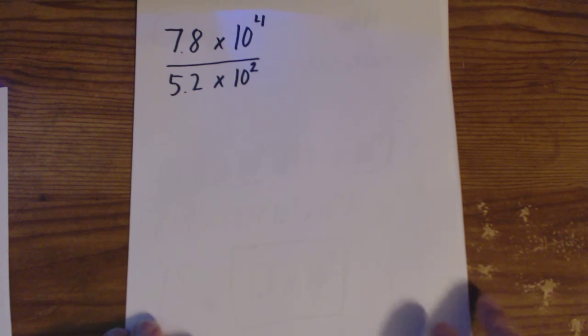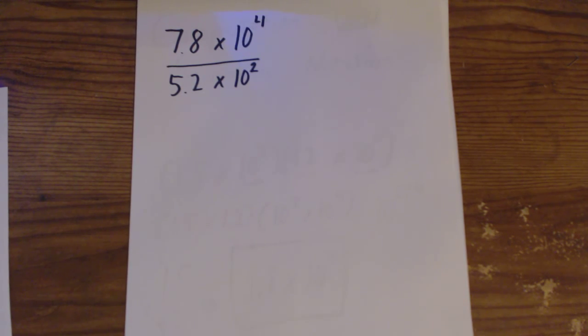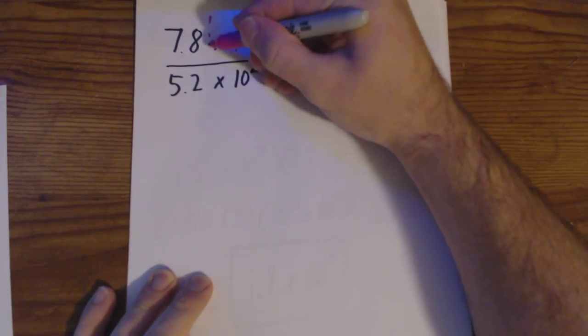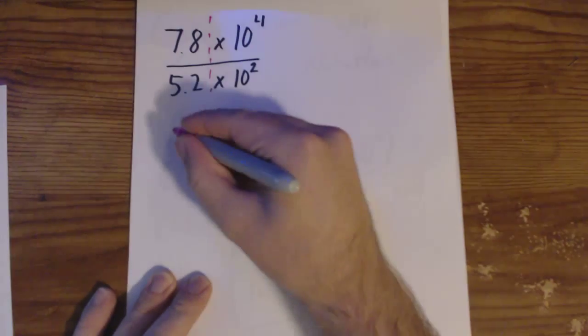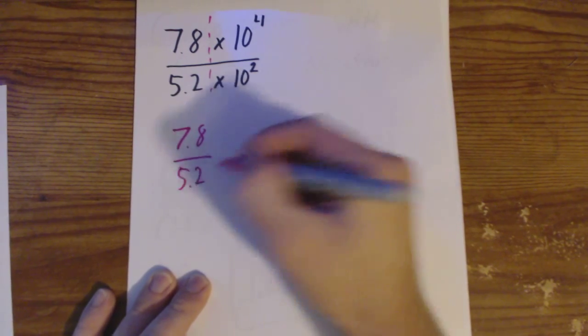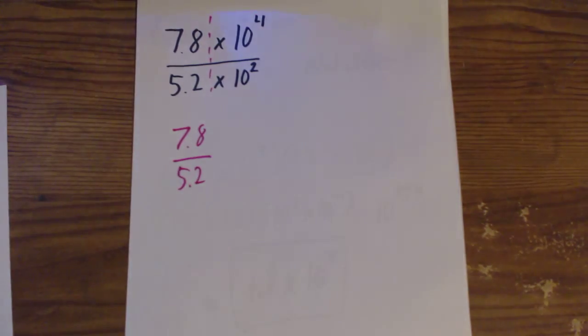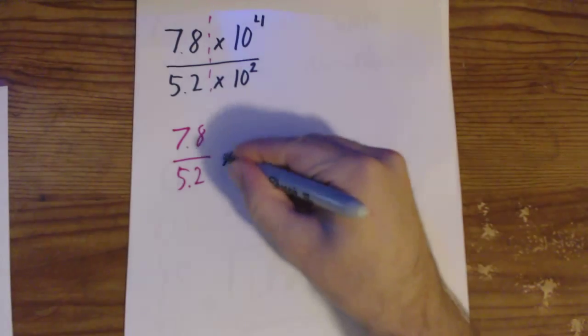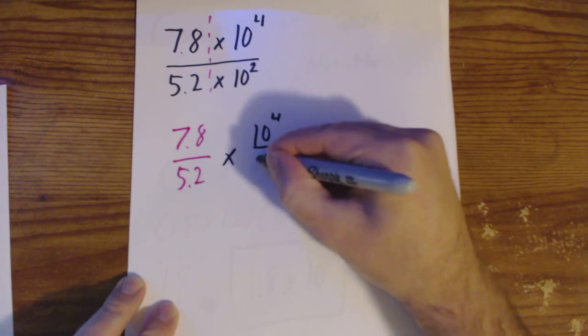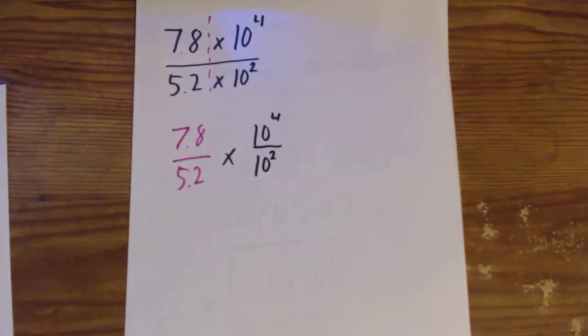So this time, we are dividing. Now, we're going to be able to do the same thing we did last time. We're going to break this up. So what I'm going to do, just like last time, I'm going to take 7.8 divided by 5.2 and multiply that by 10 to the fourth divided by 10 to the second.